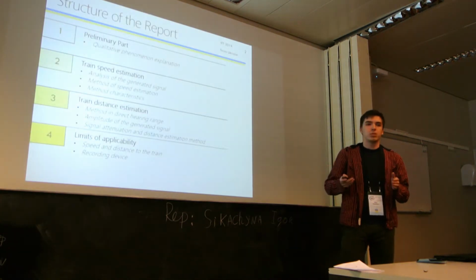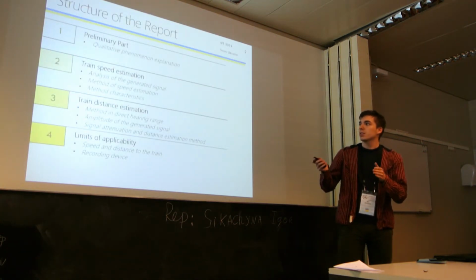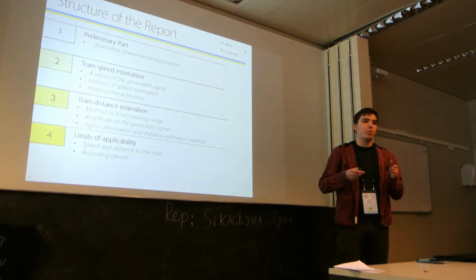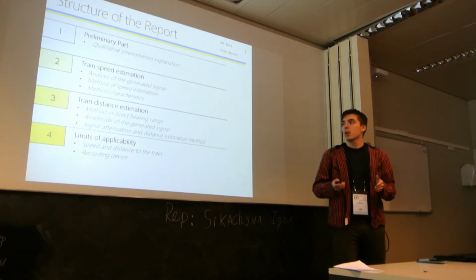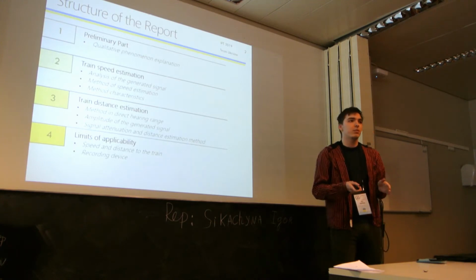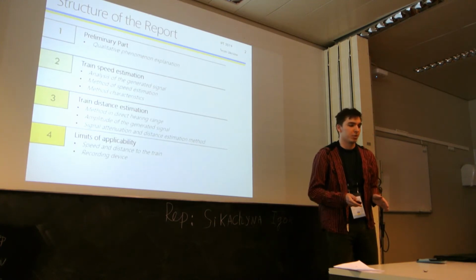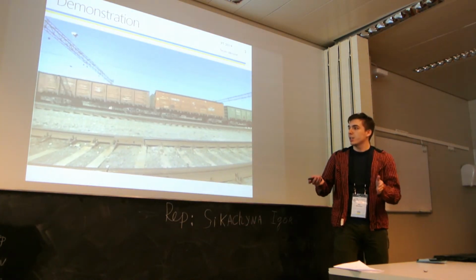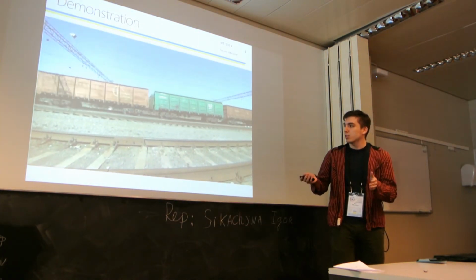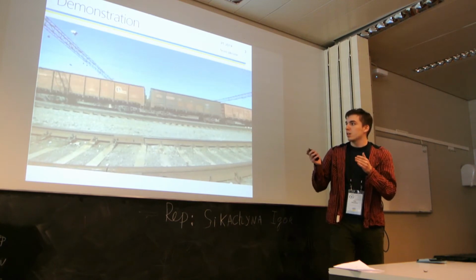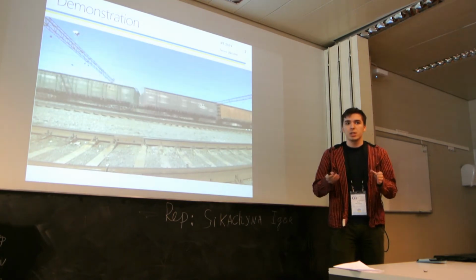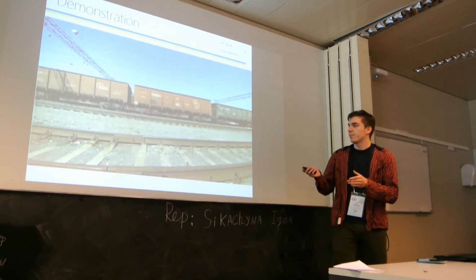I will structure my report in the following way. First, I will discuss the effects that take part in this problem, and then I will propose a method of speed estimation, then we will come to the train distance estimation, and finally we will discuss the limits of applicability of our method. First, we decided to come to the rail station, from where we can clearly hear the knocks produced by the train going on the rails, and we should, using this sound propagating inside the rails, determine the distance and the speed of the train.